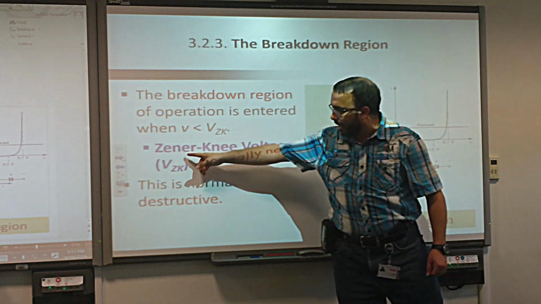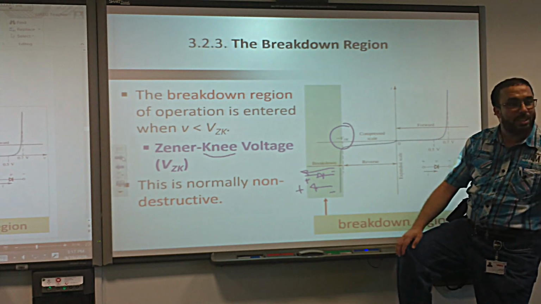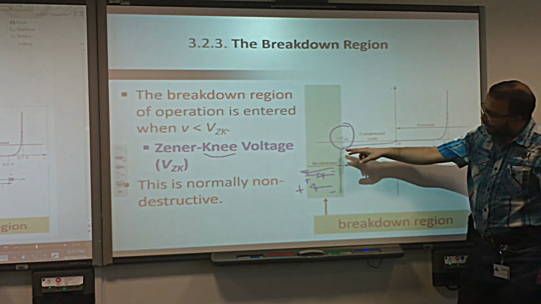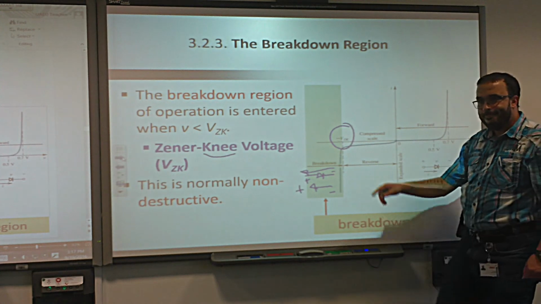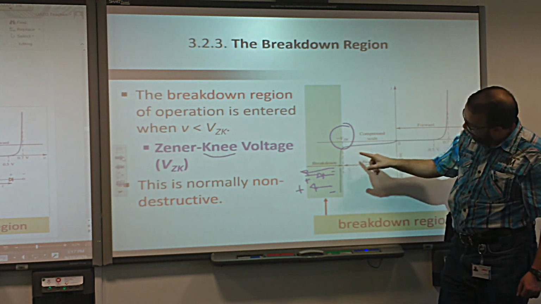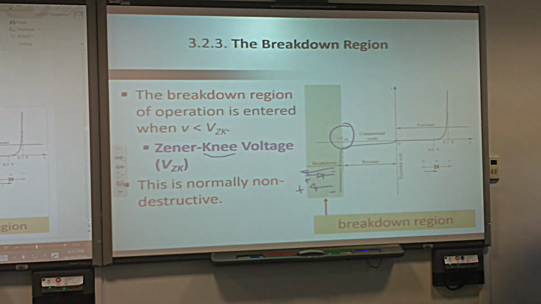Zener is for the scientist who found it. Knee means rukba. It's like the knee. This is the thigh and this is the leg, and this is the knee. Engineers are humans after all, okay?